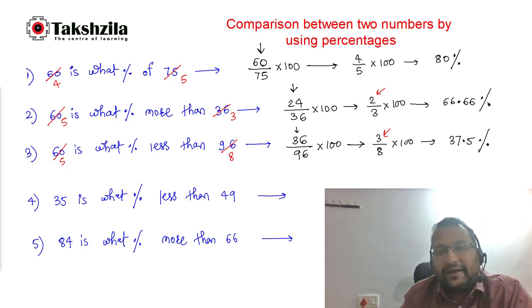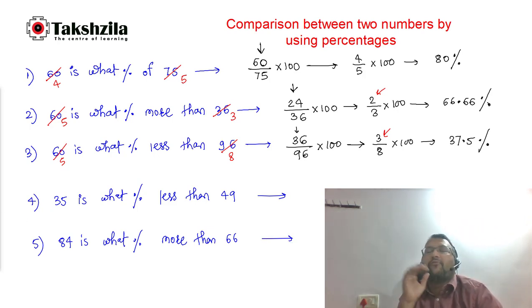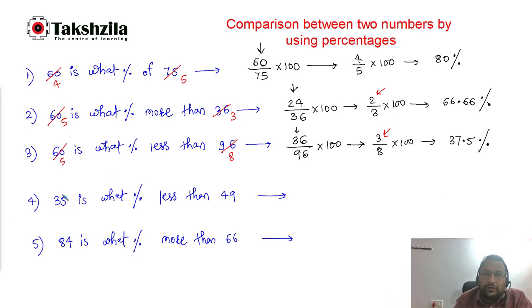So over here you can directly use the ratio method. 35 and 49, the common factor is 7. So this is 7 5s and 7 7s. So 5 is what percent less than 7? 5 is 2 less than 7. We know 1 by 7 is 14.28%. So 2 by 7 is 2 into 14.28, that is 28.56%.